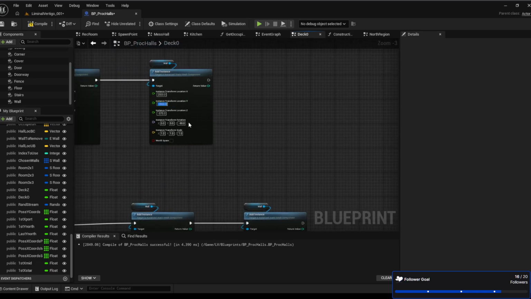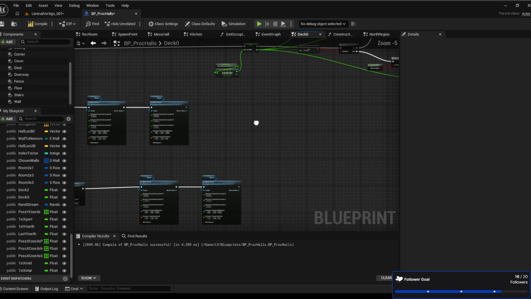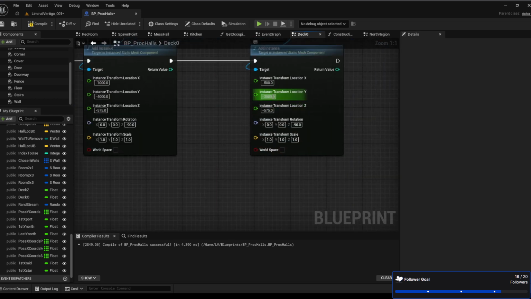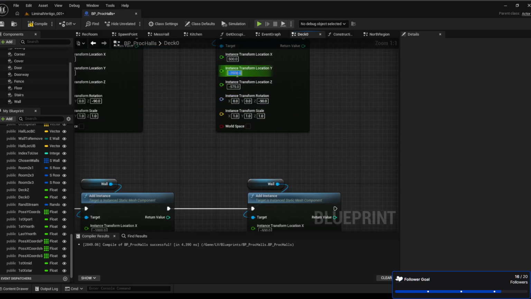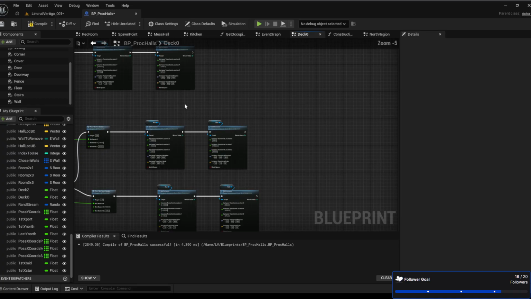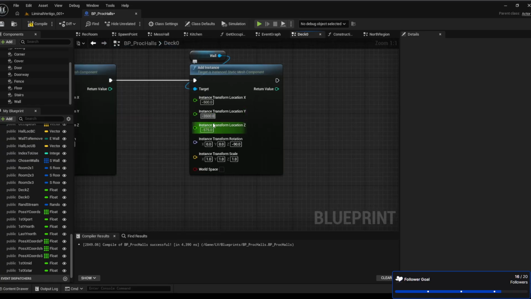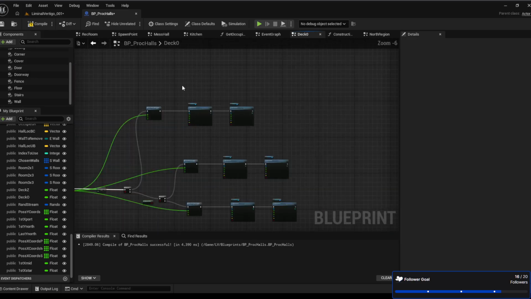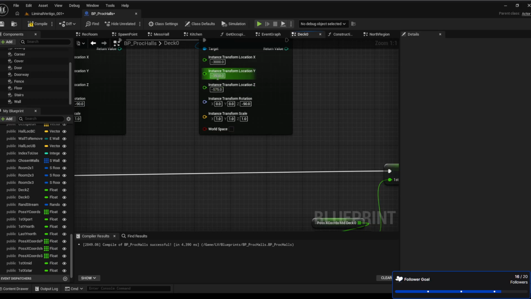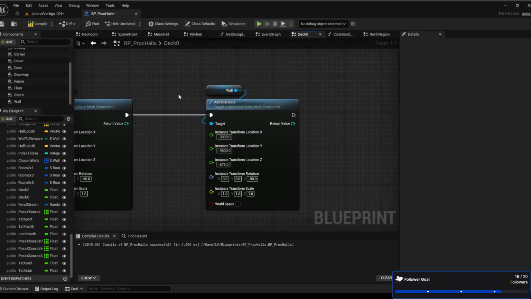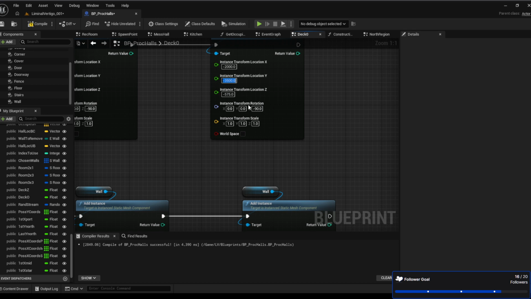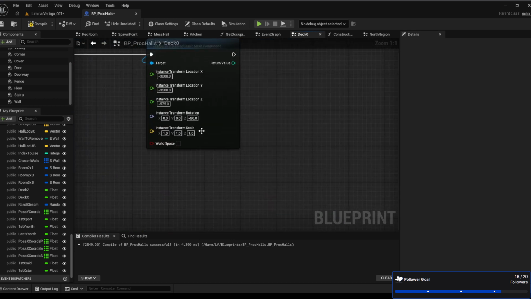Two, 3, 4, 5. Believe it or not, negative becomes a positive. So negative 6, 7. Paste. And 8. Paste. And 9. This is the last one.